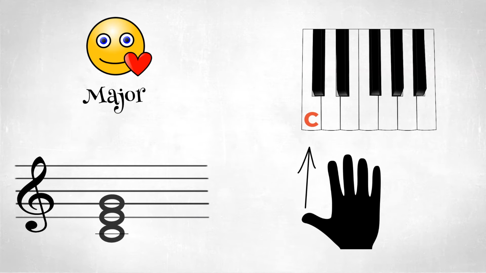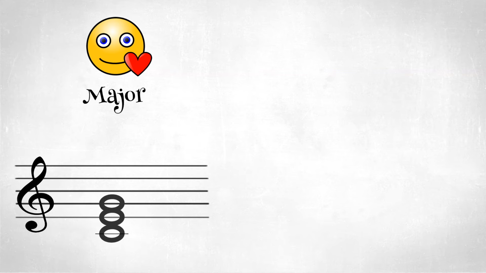To make a C major chord, we need 3 notes, C, E, and G. The C note is what we call the root or main note of the chord. So when playing all of these notes together, we create a happy sounding chord, a major chord. Now, I just called the C note the root note.